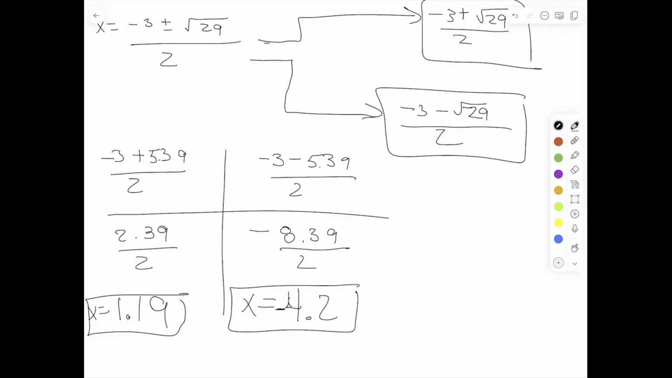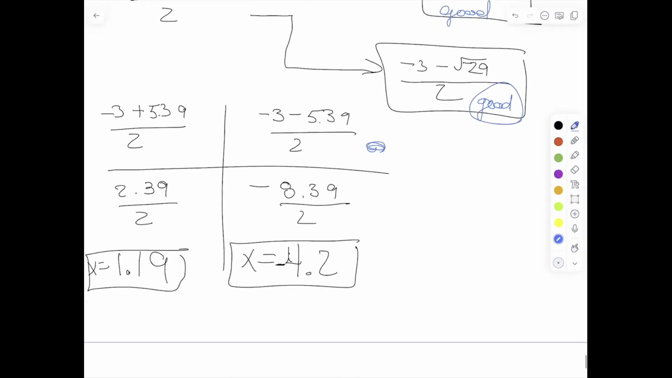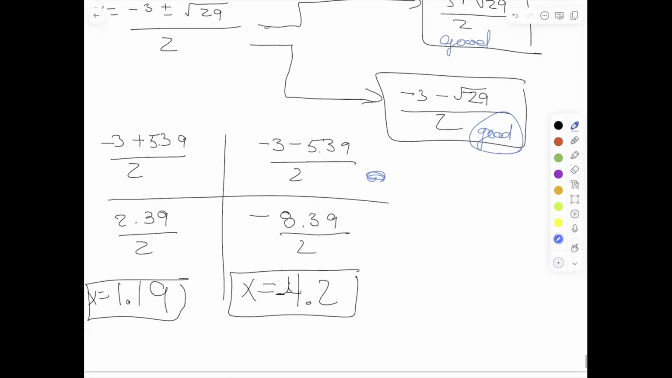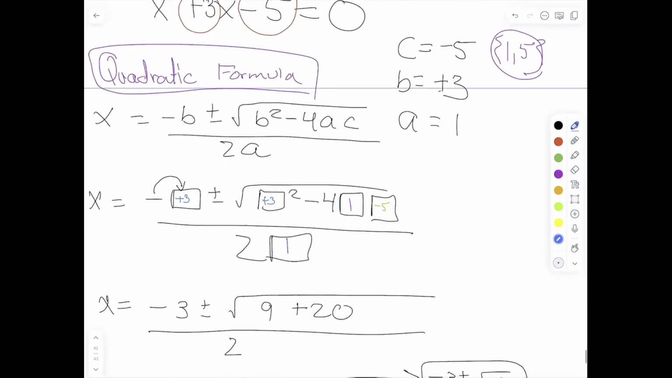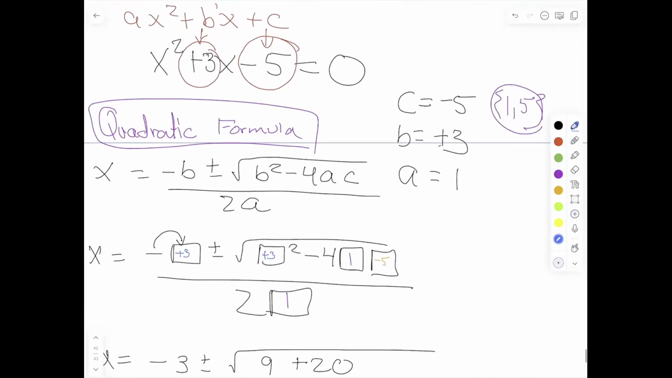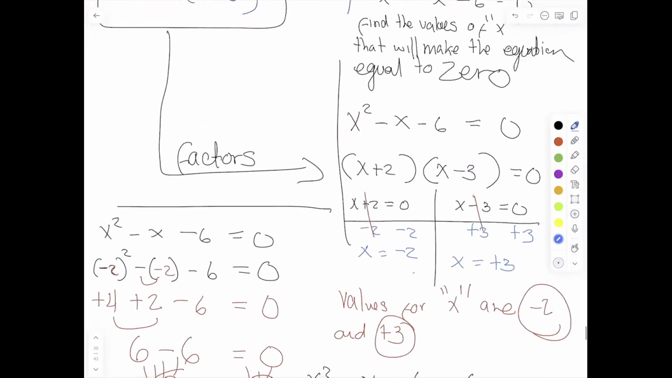If you want to get exact. But this is acceptable. This is good. Right here. This is good. If you stop here, you're good. If you go here and you make a mistake, I'm not taking points off. But make sure your process is correct. This is quadratic formula. I will give you the quadratic formula.